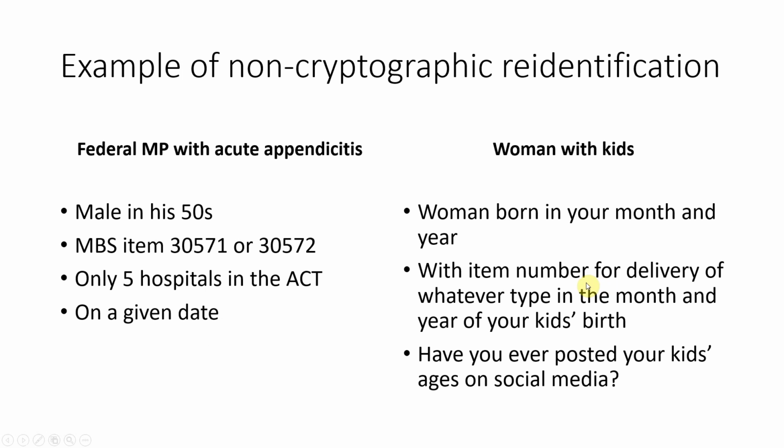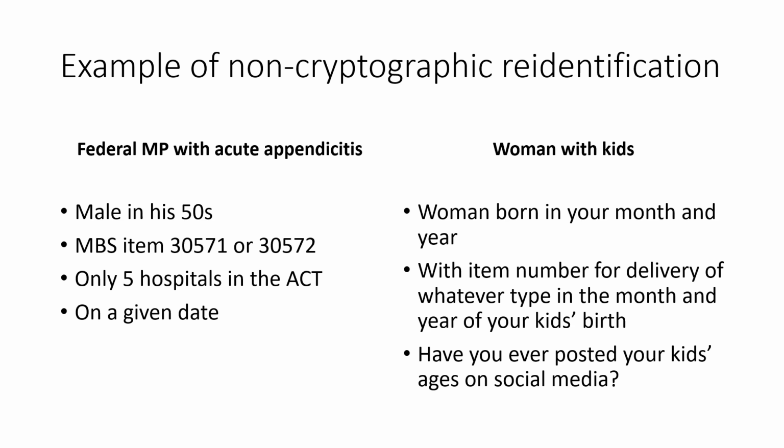A couple of years ago, a member of parliament left question time acutely because he had acute appendicitis. So if you wanted to search for that individual and then be able to identify what all of his records are, you look for a male in his 50s, because of course all our politicians are males in their 50s, who had one of the Medicare item numbers for an appendectomy.